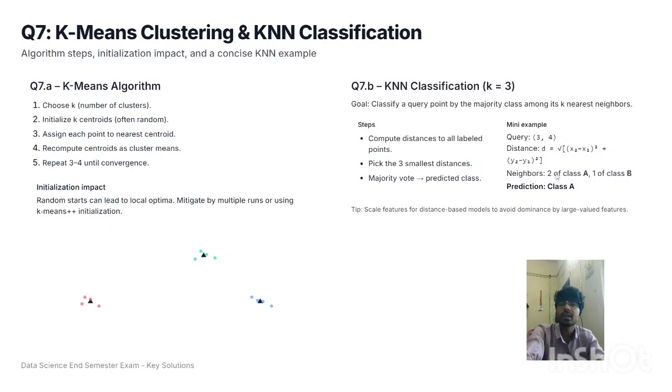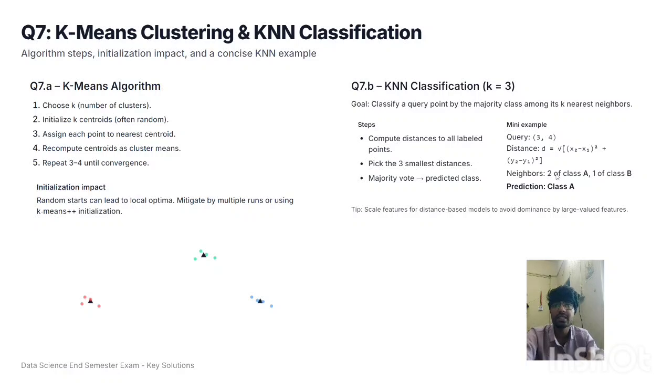Question number 7 asks about k-means clustering and KNN classification. For question 7a, the k-means algorithm has these steps. Step 1, choose k, the number of clusters you want. Second, initialize k random points as your initial centroids. Third, assign each data point to the nearest centroid. Step 4, recalculate each centroid as the mean position of all the points assigned to it. And step 5, repeat steps 3 and 4 until the centroids stop moving.